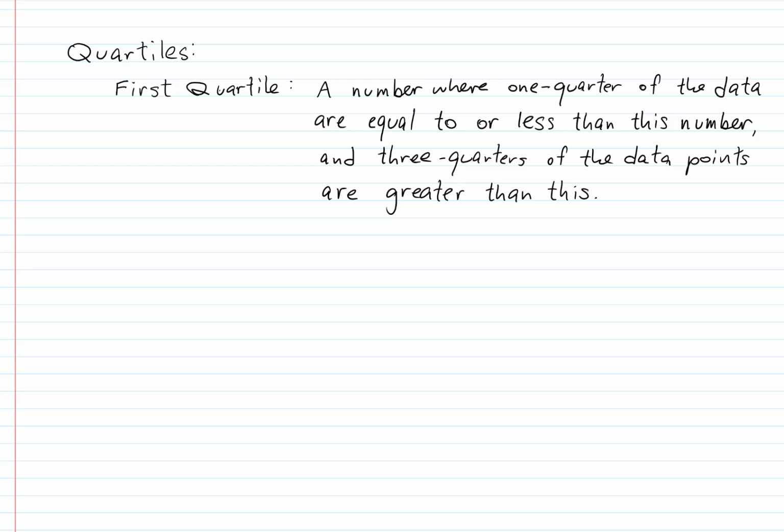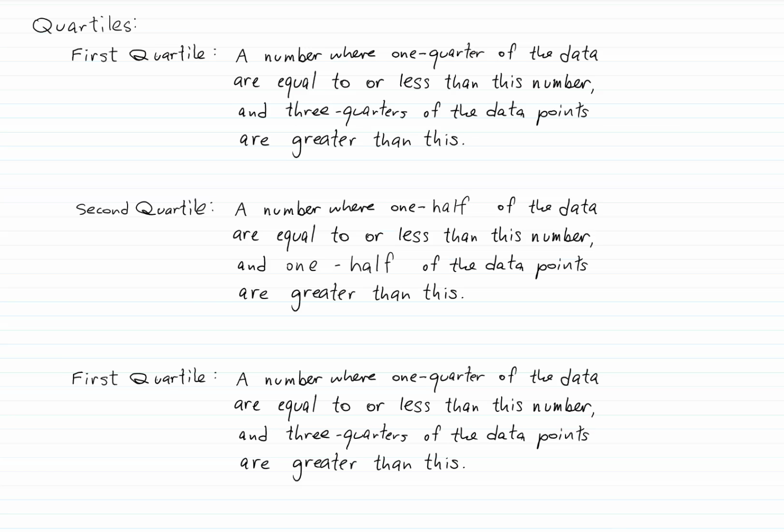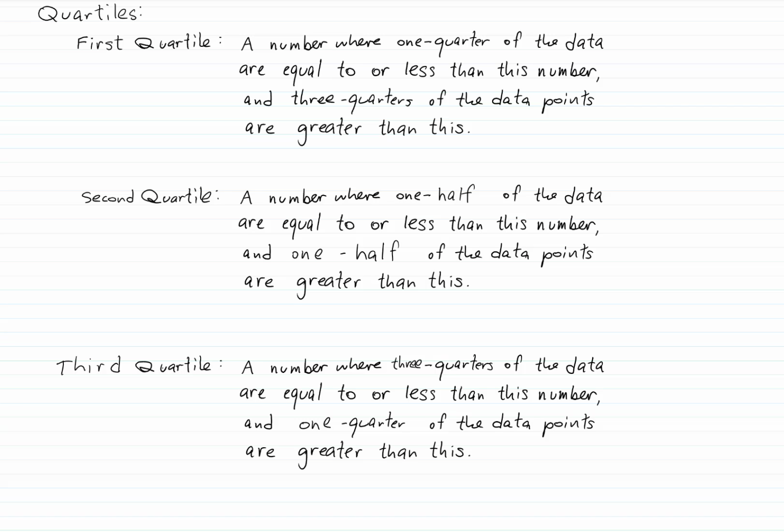Okay, now I'm going to write down, this is just going to take a little bit of time, so let me just write it down and then have it pop up all at once for second quartile and third quartile. Okay, the second quartile is a number where half of the data are equal to or less than this number, and half of the data points are greater than this. Now that might seem familiar, but just stick a pin in that for a minute, and let's write down third quartile. Okay, the third quartile is a number where 3/4 of the data are equal to or less than this number, and 1/4 of the data points are greater than this.